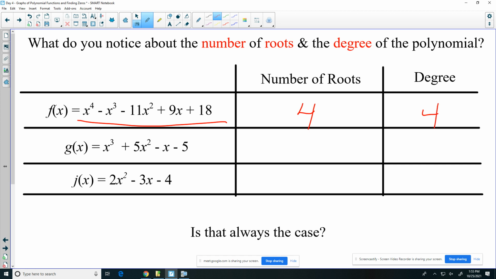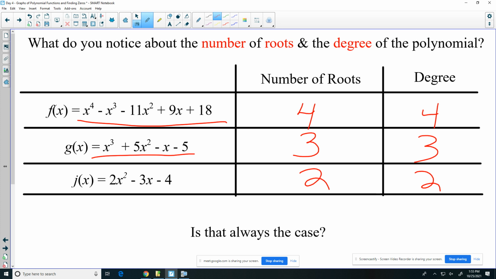4. Yay. Next one. How many roots did we have for the next graph? 3 roots. Across the x-axis 3 times. What's the degree of this polynomial? 3. Woo! Next one. How many roots were there? 2. What's the degree of the polynomial? 2. Woo! We talked about this when we did quadratics, right?